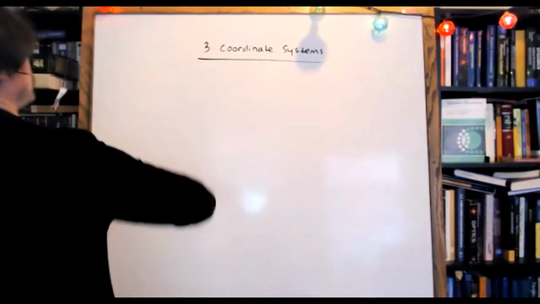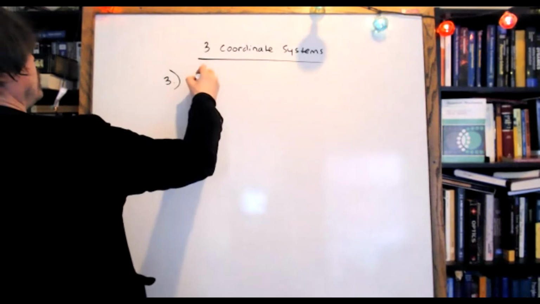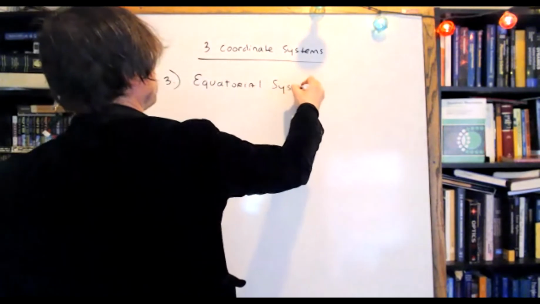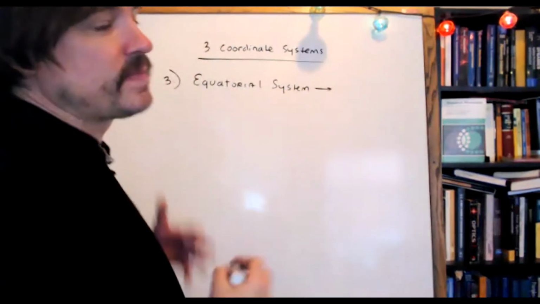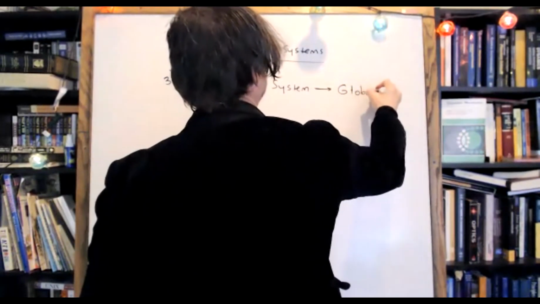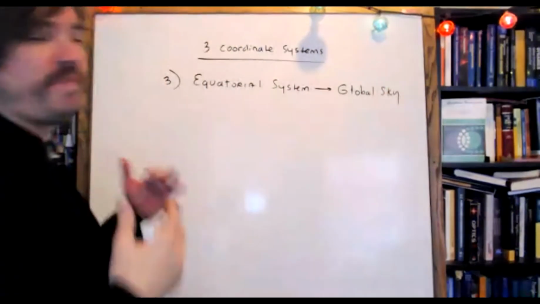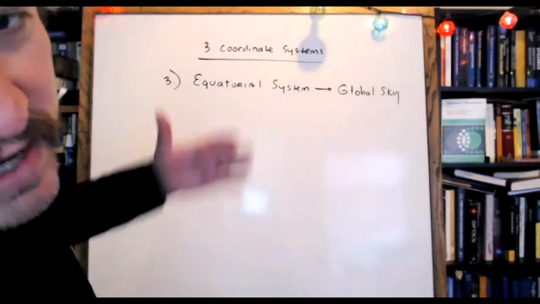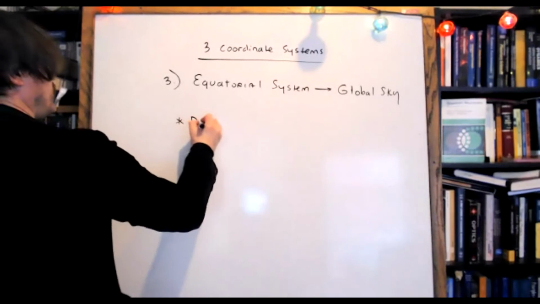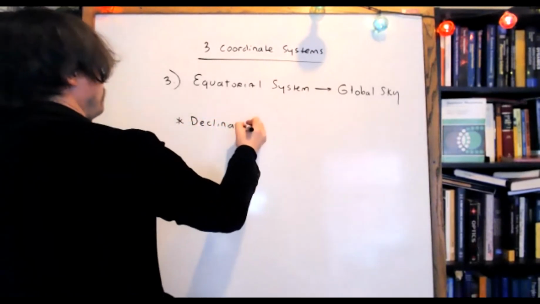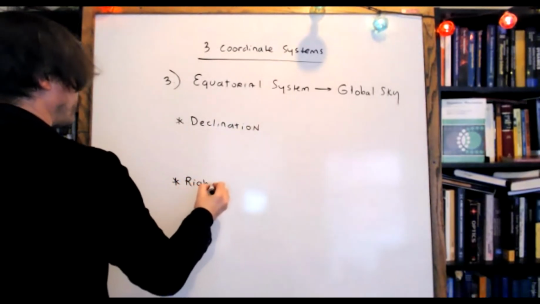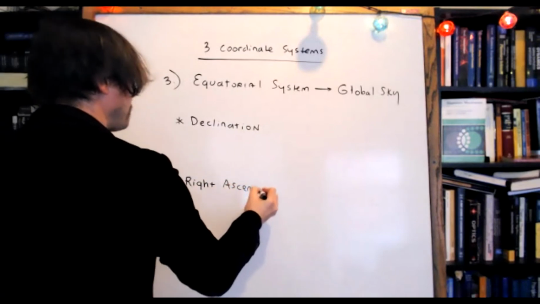So the third coordinate system, and this is the most confusing, is called the equatorial system. And you can think of this as like latitude and longitude for the global sky. These are global sky coordinates because they don't depend upon your position on Earth. Everyone recognizes the same angles. They're a little bit funky, okay? One of the angles is called declination. And the other angle is called right ascension.